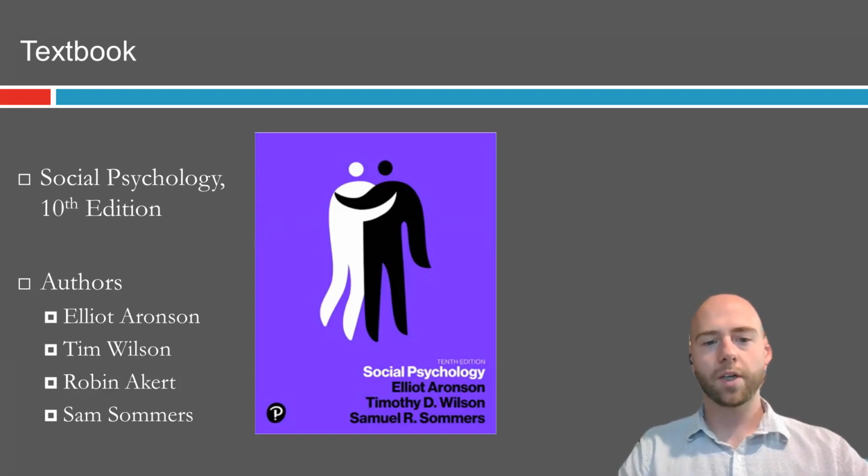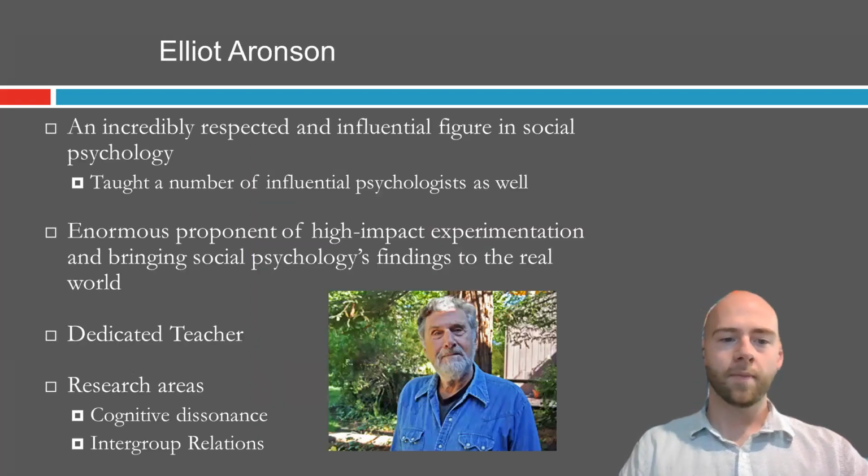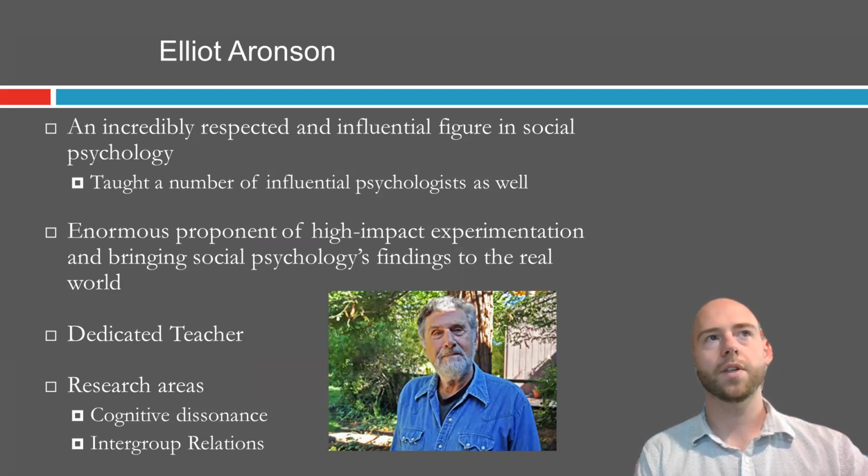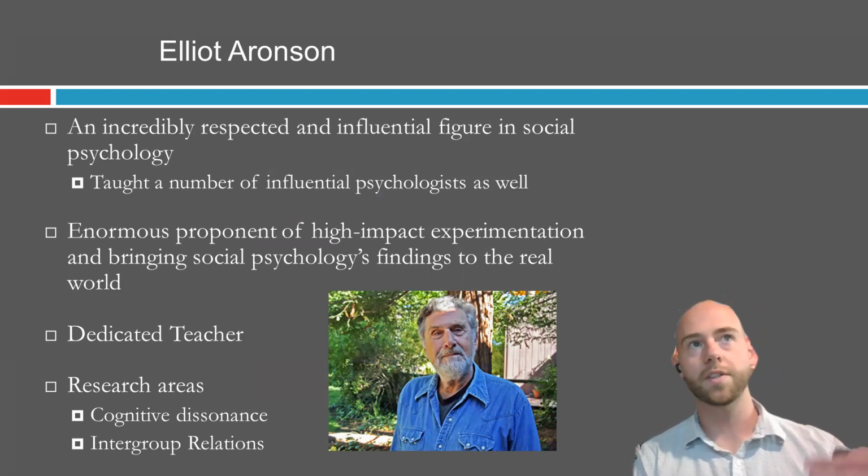But let me tell you just a little bit about each of these authors, particularly Dr. Aronson, so you have a little bit of an idea of where they're coming from. Elliot Aronson is a very well-regarded and influential social psychologist who was an undergraduate research assistant. He had experience even as an undergraduate in being involved in research. He was involved in some of the early studies on cognitive dissonance that we'll talk about a bit when we get to that unit after attitude change.